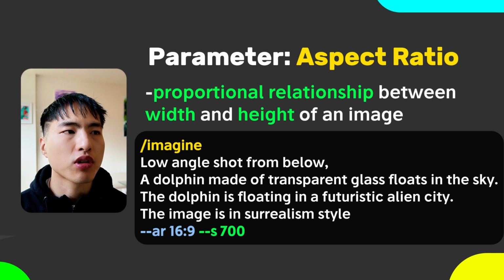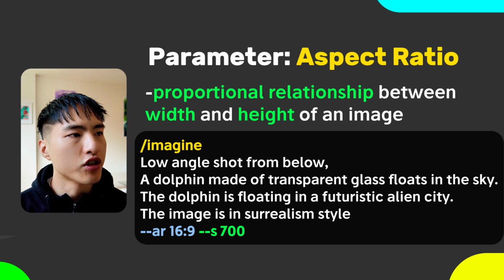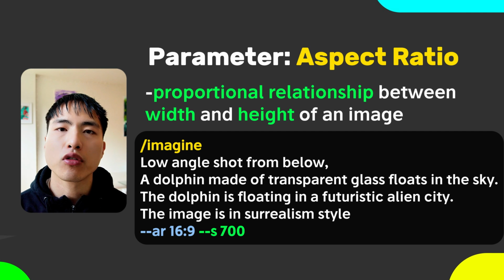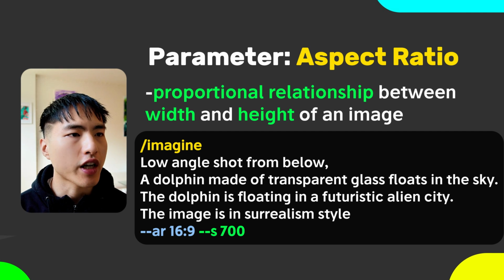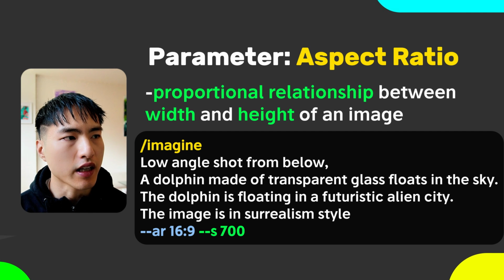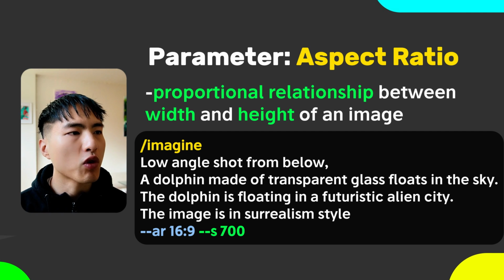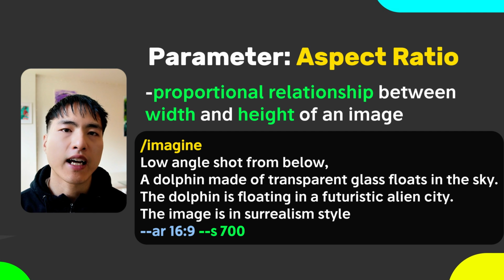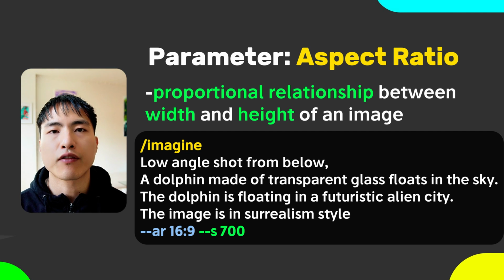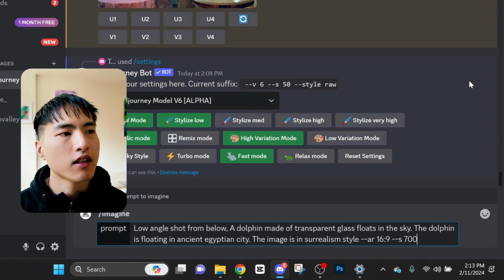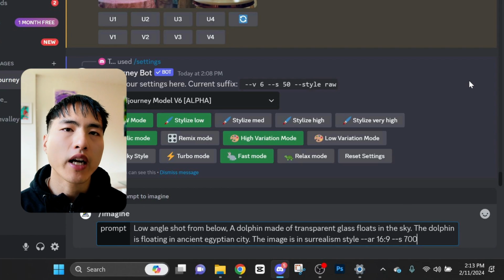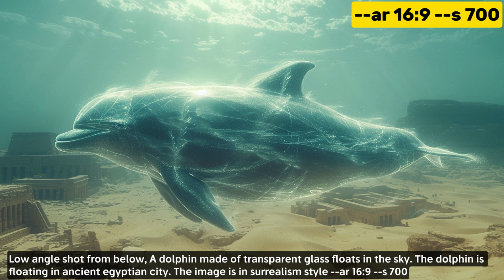Here's our initial prompt of a dolphin made out of transparent glass floating in the sky. To change the aspect ratio to a wide full-screen image, type --AR followed by 16:9. We can also combine multiple different parameters. I want a highly stylized image, so I'll add --S 700 after the aspect ratio. Now, when we run the AI, we'll get a wide 16:9 image, but it'll also be pretty stylized.